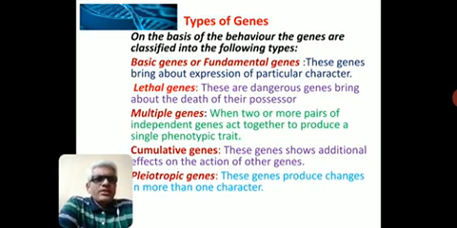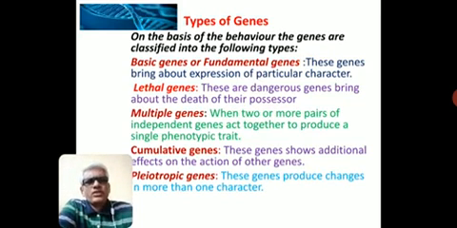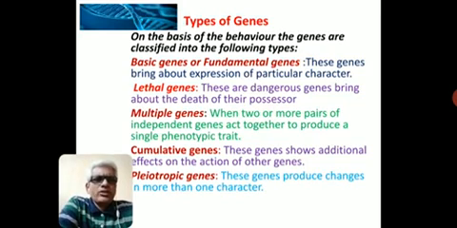Then there are multiple genes. Why are they called multiple? Because for producing a single trait or character, two or more genes are expressed to bring about that particular phenotypic character. Another type is the cumulative gene. These genes show additional effects on the action of other genes. They are supportive, showing additional effects, and therefore they are called cumulative genes.